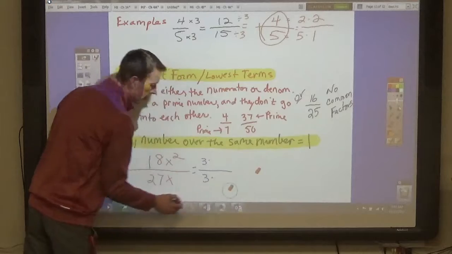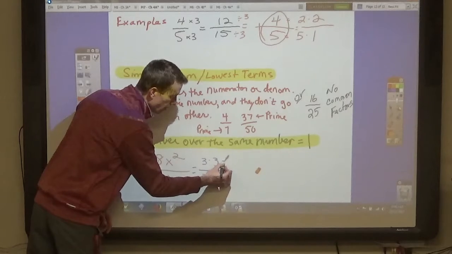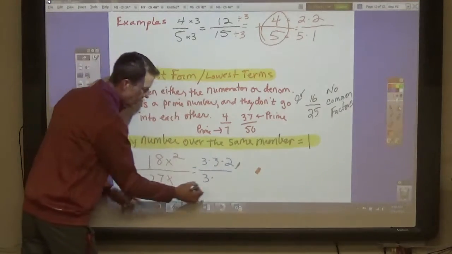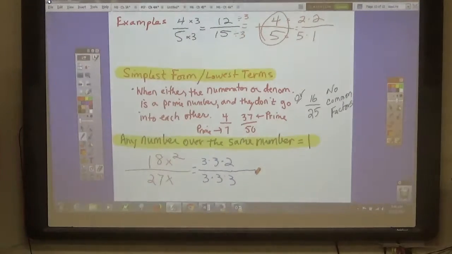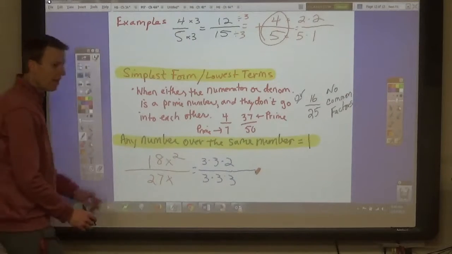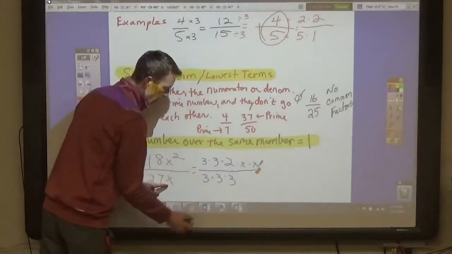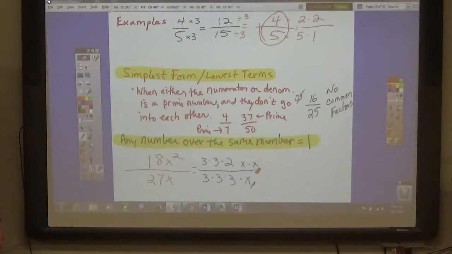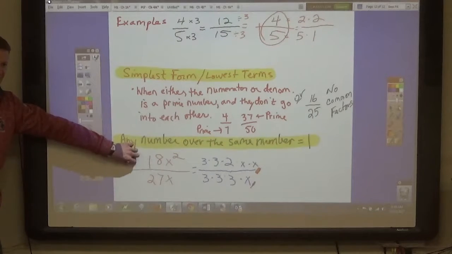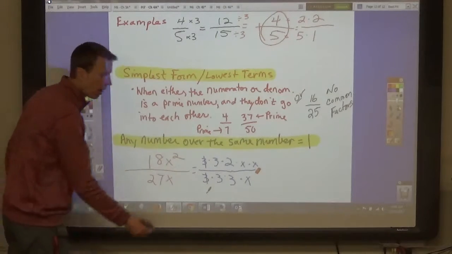So just watch what I'm doing here. 18 is 3 times 3 times 2, isn't it? And 27 is 3 times 3 times 3, isn't it? And then x squared is x times x, and 1x is just x. Right? So look at the common factors. Each of these that they have in common can be crossed out.